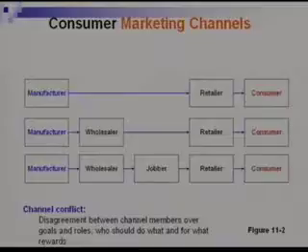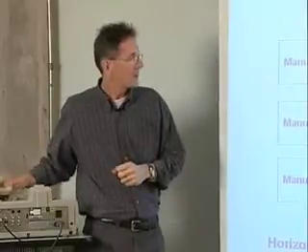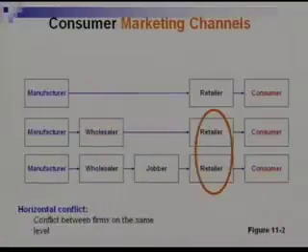Now, when we have these types of channels, we have opportunities for conflict, where different members of the distribution channel may have different goals or different strategies, or they want to do things in a very different way. And so there's all sorts of opportunities for these different organizations to not work together. One of the types of conflict is called horizontal conflict, where we have conflict happening at the same level of the distribution channel. So here we've got 2 retailers.